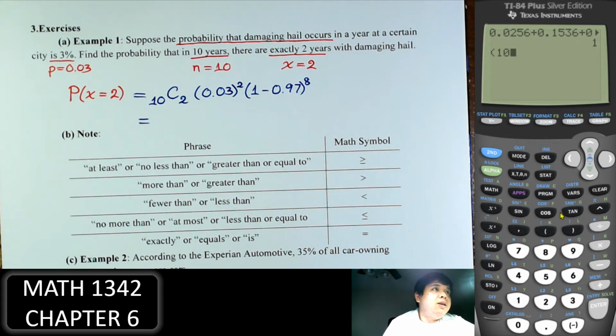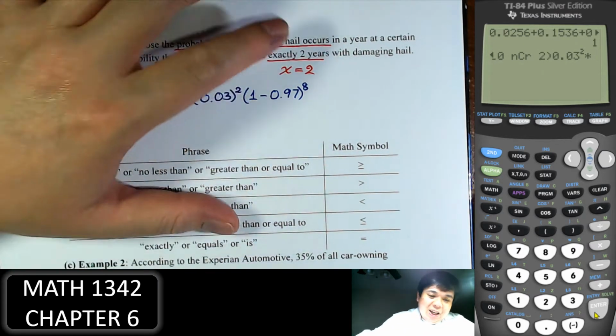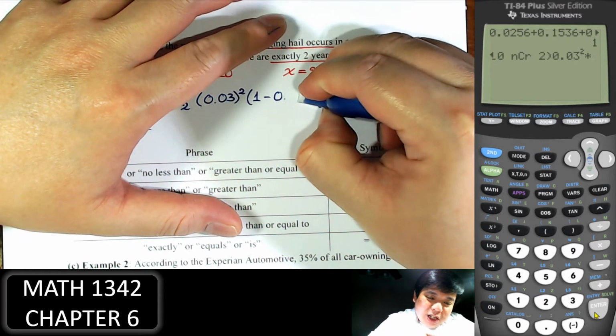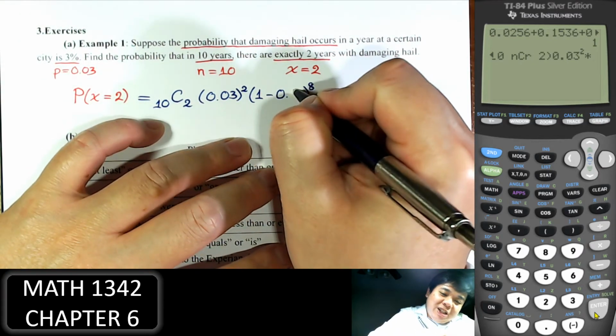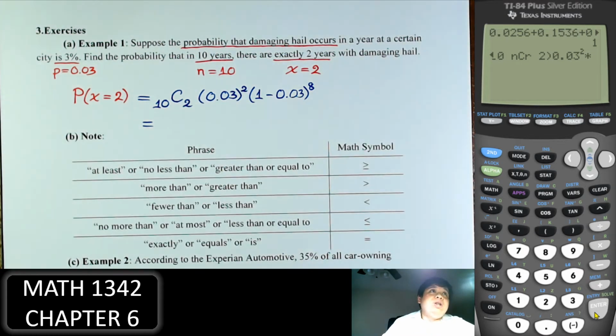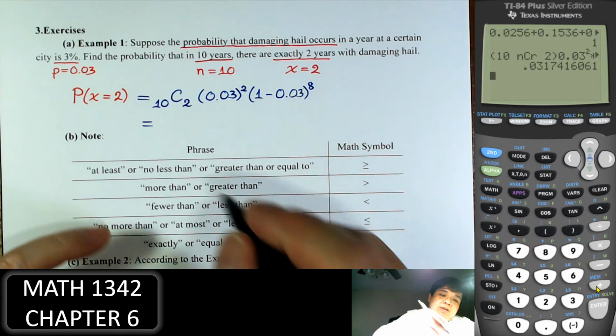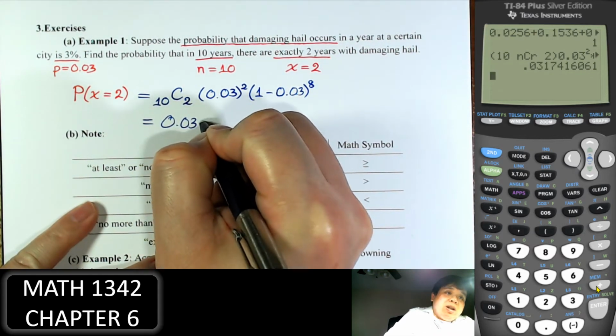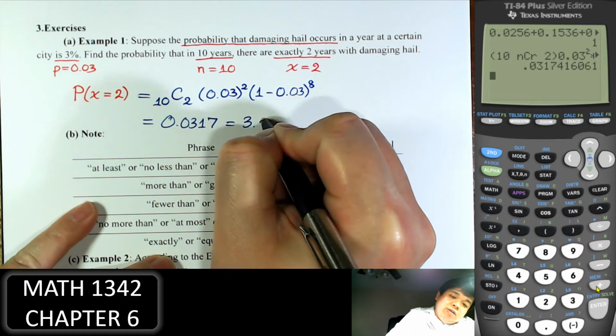10 math, 1 big 2, and then times 0.03 raised to the second power, and then times, I already do the math, but I should say 1 minus 0.03, the complement to that, which is 0.97, raised to the power of 8, and we have 0.0317, so this is 3.17%.